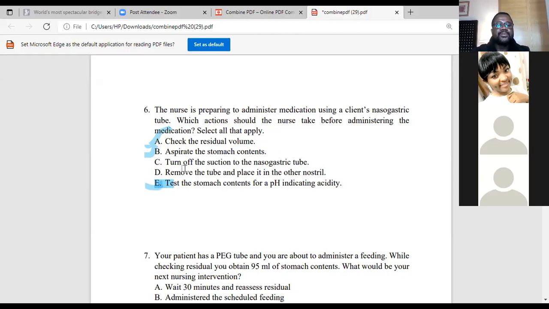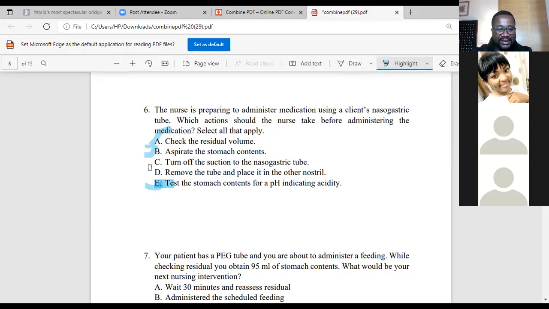Let me explain to you guys. Turn off the suction to the nasogastric tube. You are about to administer medication, and some tubes come with ports, areas that are connected to it. By the time you want to administer medication, you need to turn off these areas first. I think there are a lot of ICU nurses here. They can better explain to us. They know what I'm trying to explain here. So you turn that off and then you administer the medication. So A, B, C, and E. D is not.